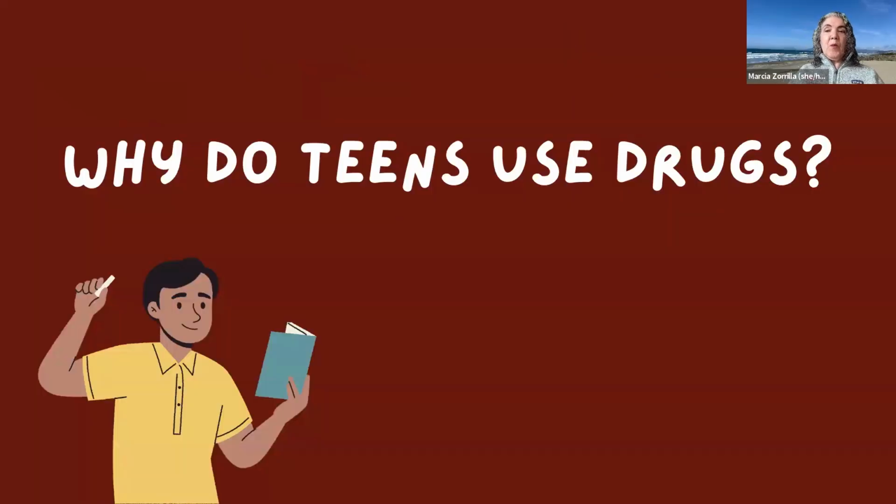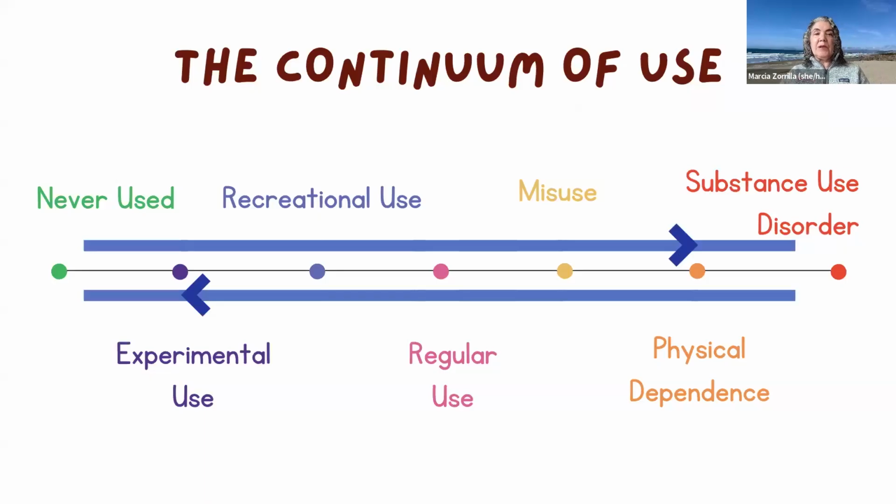So let's understand, why is it that youth use drugs? When we look at the continuum of use, we're going to see students in our classroom, when we interact with students, that have never used. We're going to have students that are experimental users. We're going to have students that are regular users, and it could be for different substances. So it could be that maybe they've never used alcohol, but they've experimented with cannabis. So this continuum is for us to be aware of that.